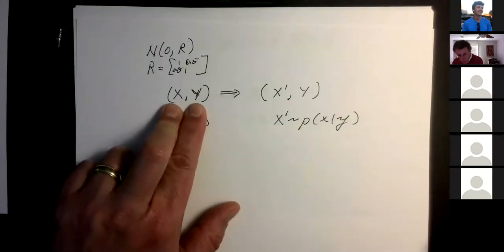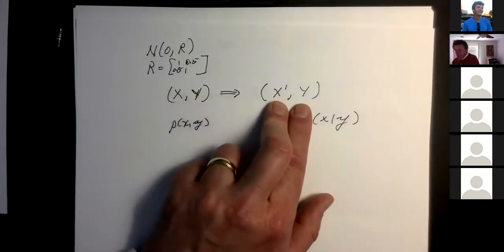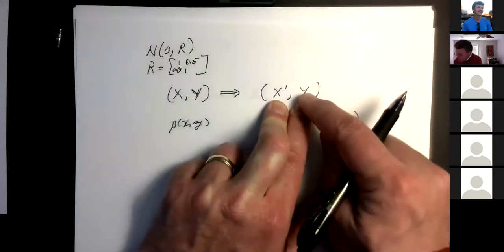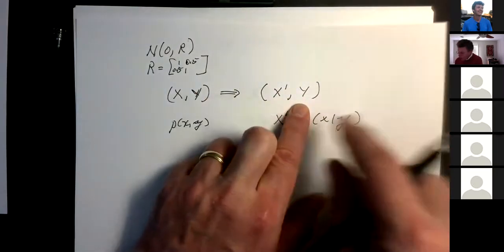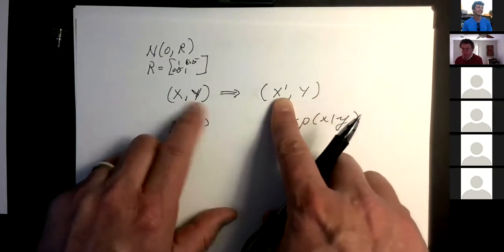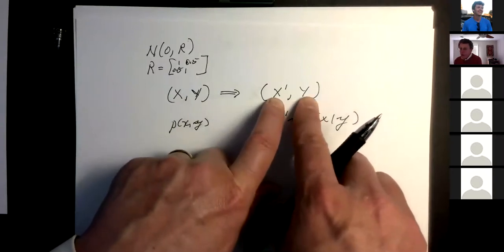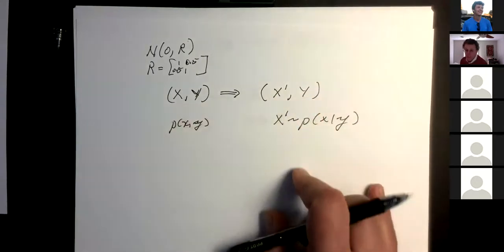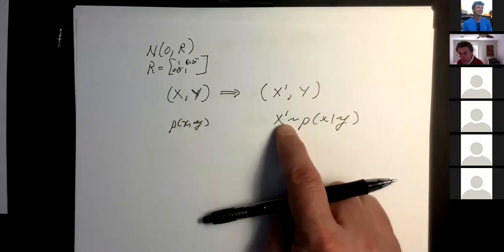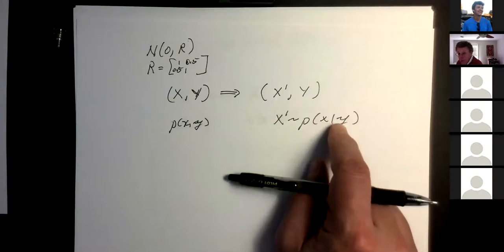So I'm asking a slightly more complicated question. If I have a pair of random variables with some joint distribution, and I want to generate a new pair where x is different than this x, so x prime and x are not the same random variable, and these two y's are the same random variable, but the x's are different. But I want the new random variable to have the same joint distribution with y. How do I do it? Well, this x prime has to come from the conditional distribution of x given y.